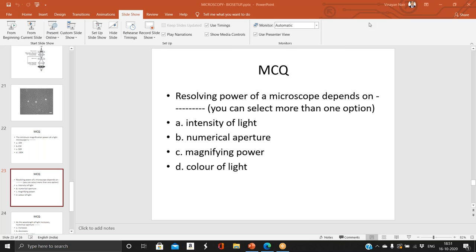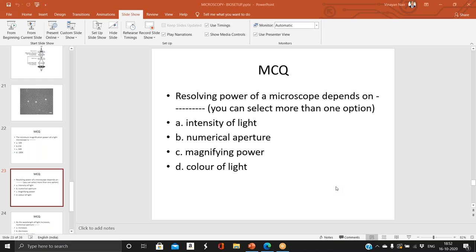It's up to you whether you select or not. Give me the answer in the comment box. Resolving power of a microscope depends on dash. Option B and D, Shalini. Option B is numerical aperture. Option D is color of light. Okay, good. Okay, Priyama Kumari, you select A, B and D.